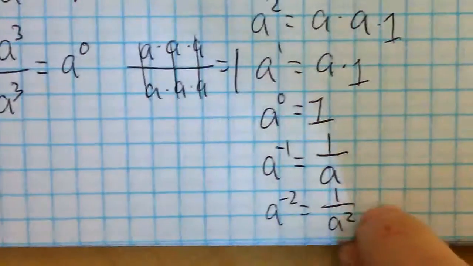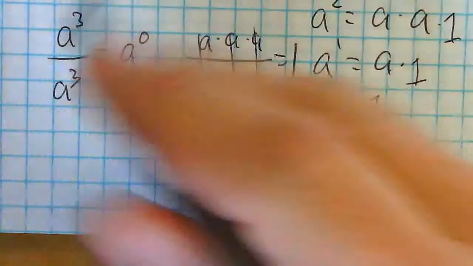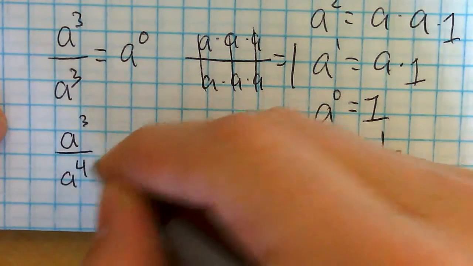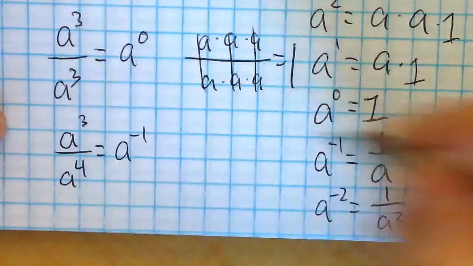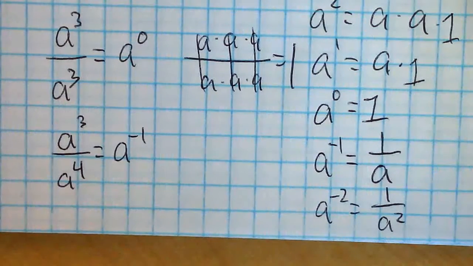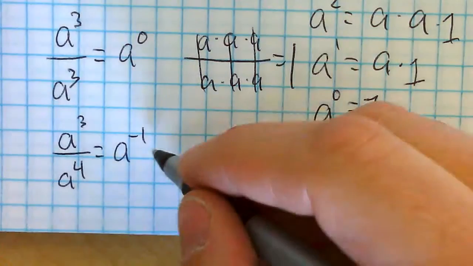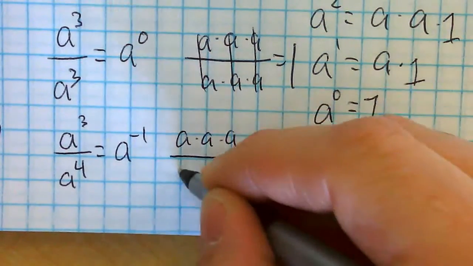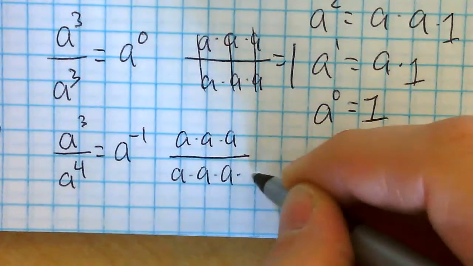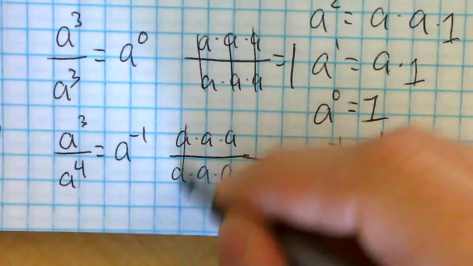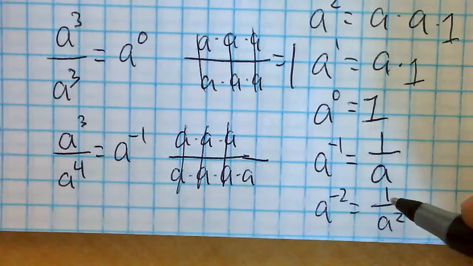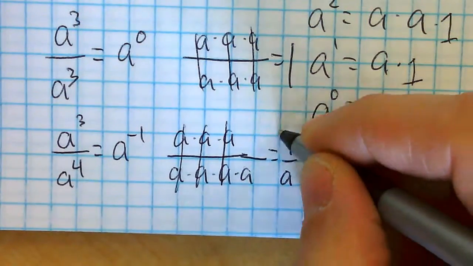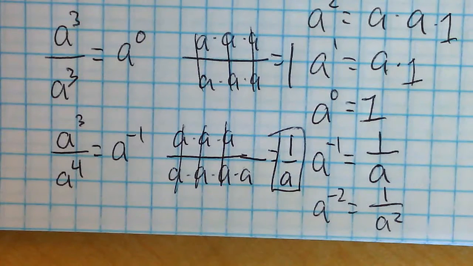And another way to see this, let's think of it like our division. So if I had a to the third over a to the fourth, that would equal a to the negative 1. If I'm subtracting exponents, 3 minus 4 is negative 1. If I think of it the long way, a times a times a over a times a times a times a, right? Those cancel, those cancel, those cancel. This one is still left on the bottom. So what I have left is 1 over a. Okay, and that's how negative exponents work.